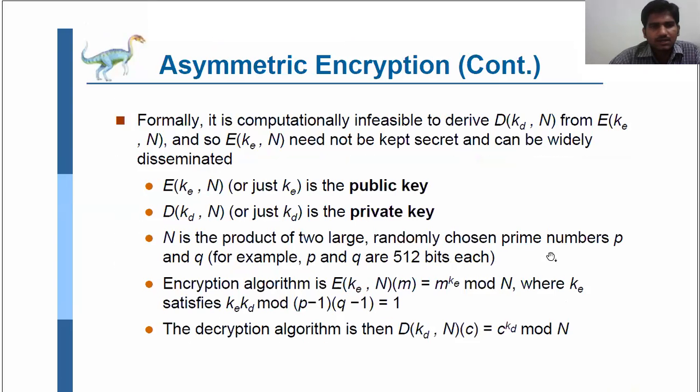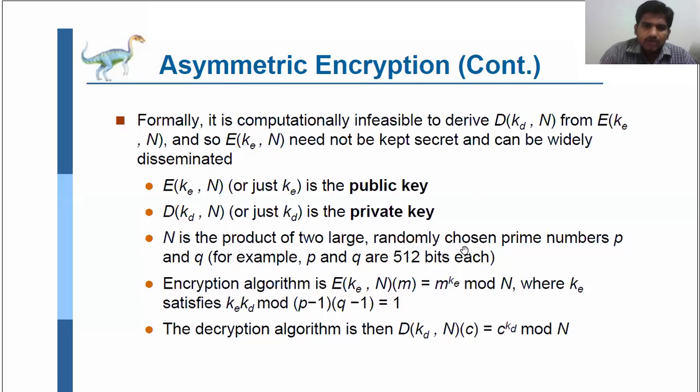Then finally we have asymmetric, which works with different keys. The decryption key KD and the encryption key KE are two different keys. So the encryption key need not be kept secret and can be widely distributed. For example, one is a public key and another one is a private key.